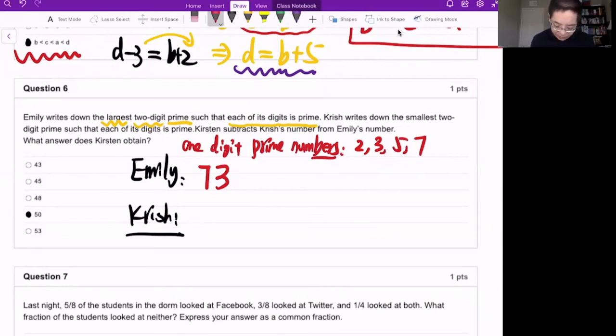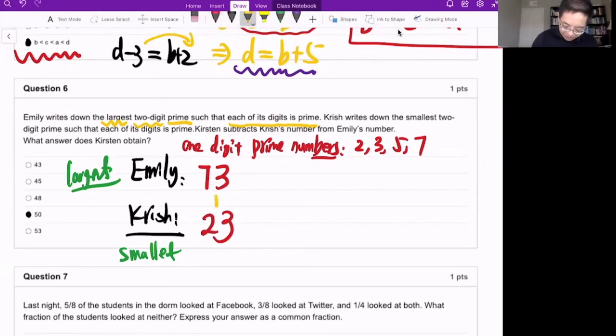Now Krish's is the smallest. So this is the smallest, and this is the largest. In order to make the smallest, we do 23. So this is the smallest. Now we take the difference. 73 minus 23, the answer is 50.